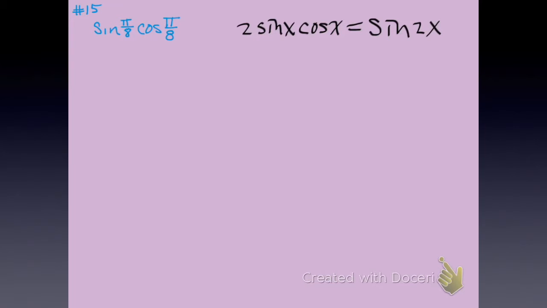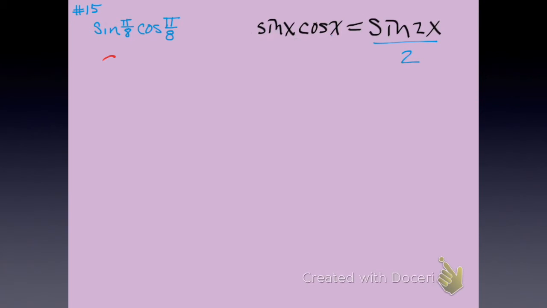All right, but it doesn't look exactly like that one on the left side. What do we do? Divide by a 2 so that they're nearly identical. After we divide by that 2, the left side is left with that guy. Now, that looks just like the blue stuff: sine pi over 8 cosine pi over 8.